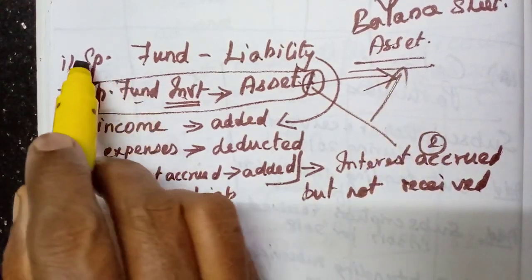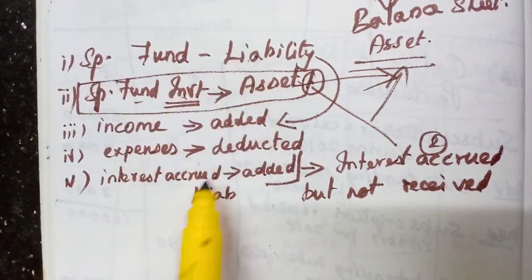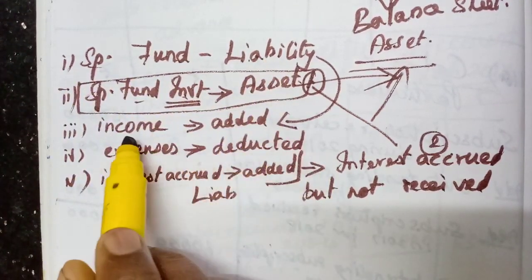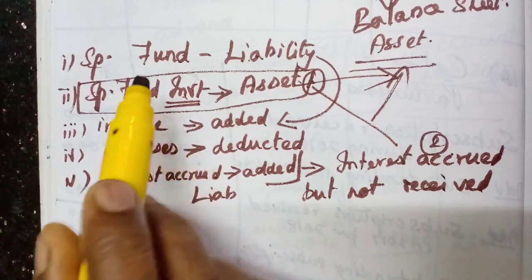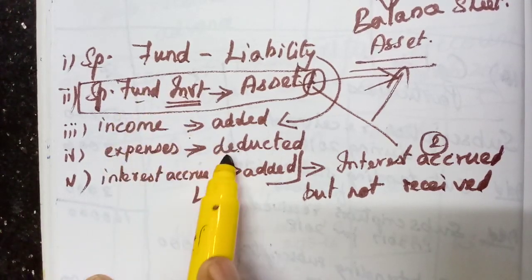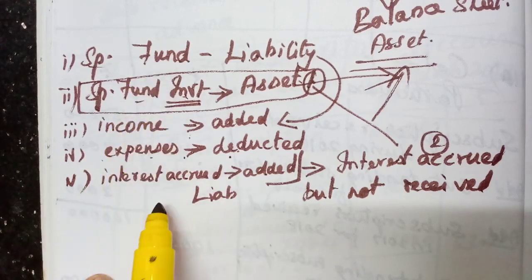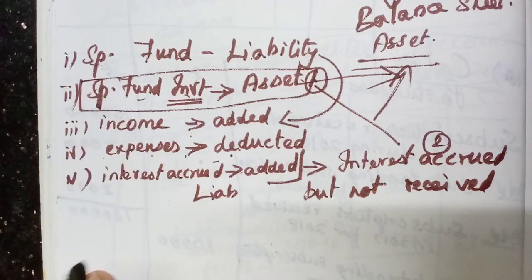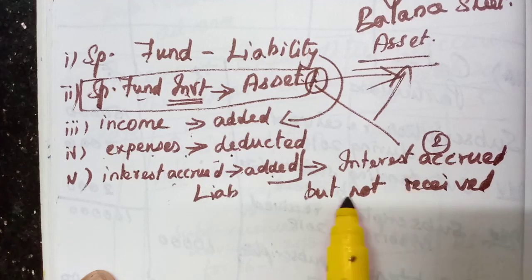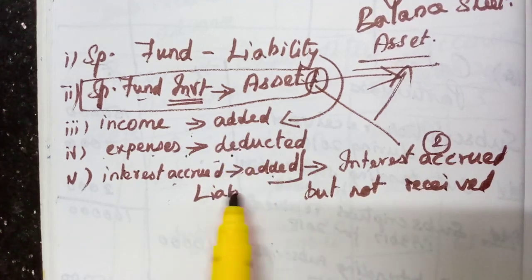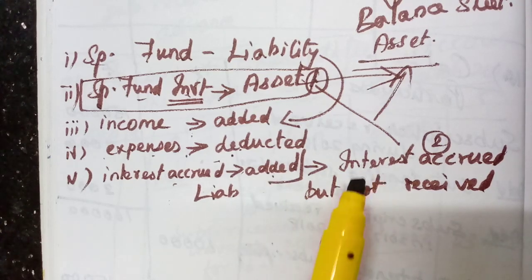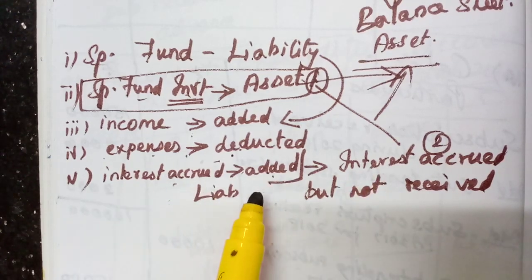Then the specific fund should appear on the liability side, and you have to write along with that one: you must add the income related to that fund, and deduct, less, the expenses related to that fund, and any interest accrued but not received must also be added along with the fund. But the same amount will be written on the asset side, interest accrued but not received. So automatically it gets cancelled. This side also we write, that side also we write. So it becomes equal.